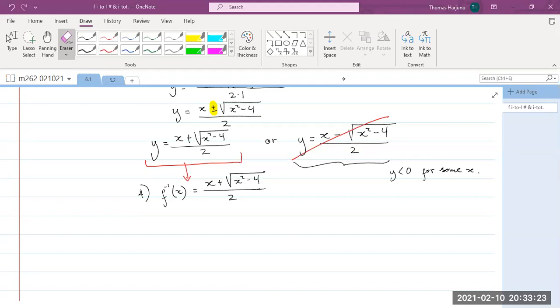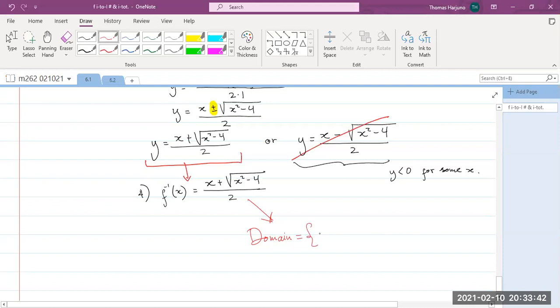Okay, so how do we know what's the range of this function? Actually, you look at this, and see under what situation this inverse function will be well defined. The domain of this inverse function will be all the x where x squared minus 4 is non-negative, right? So when we try to solve that, we basically need to solve this.